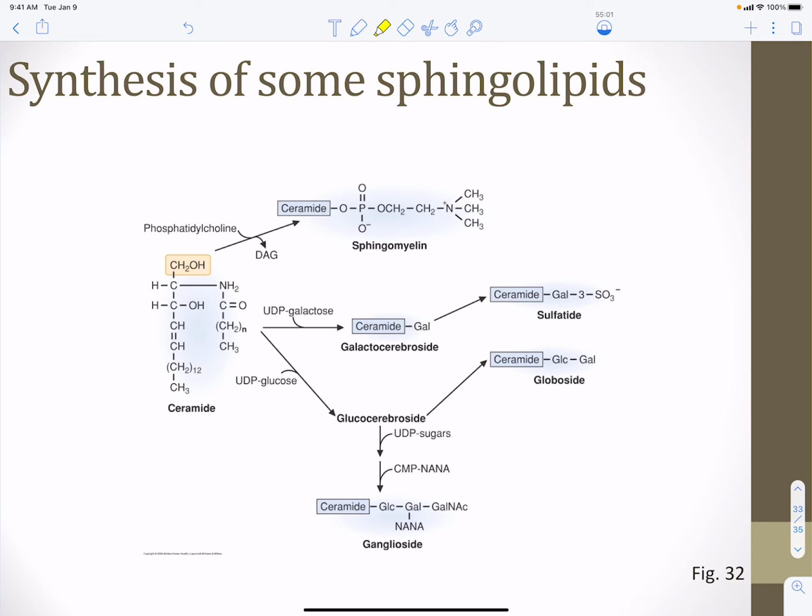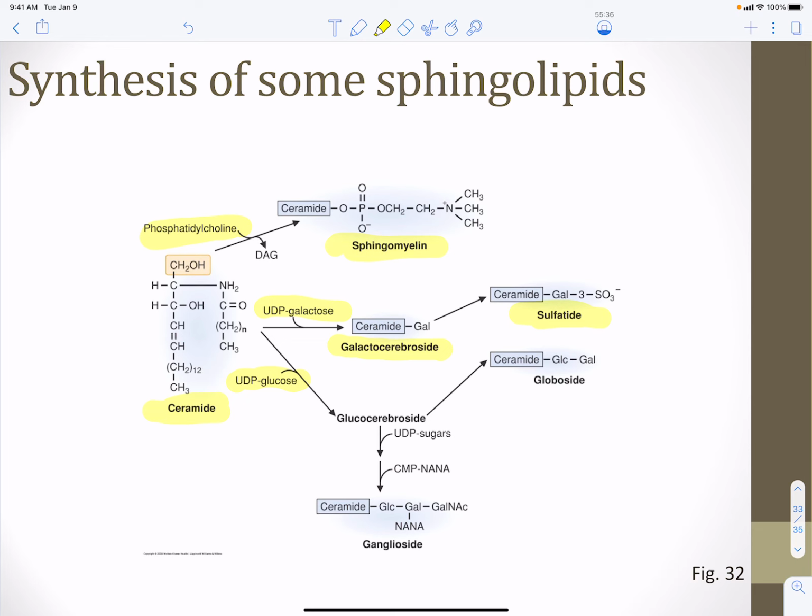So here we have our ceramide, shown here. And then we can add our phosphatidylcholine. And then this is going to lead to sphingomyelin. We can also start with ceramide and have either UDP glucose or UDP galactose. UDP galactose would lead to a galactocerebroside, and this cerebroside can then add a sulfate, and the sulfate is going to be used to make compounds that necessarily won't be soluble more soluble.